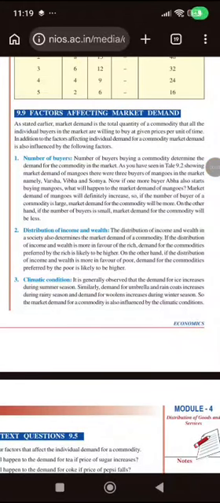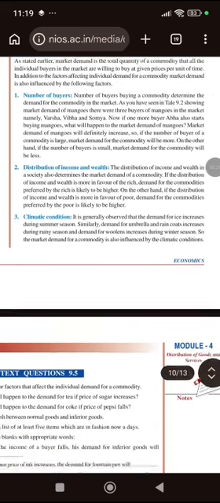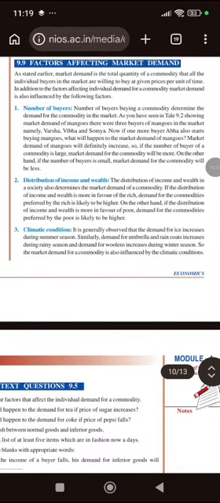Demand. As stated earlier, market demand is a total quantity of commodity that all the individual buyers in the market are willing to buy at a given price per unit of time. So, in addition to the factors affecting individual demand for a commodity, market demand is also influenced by the following factors. So, market demand is influenced by number of buyers, distribution of income and wealth, and climatic condition.